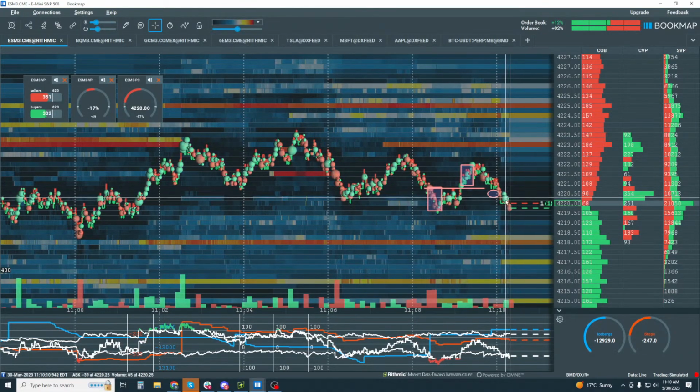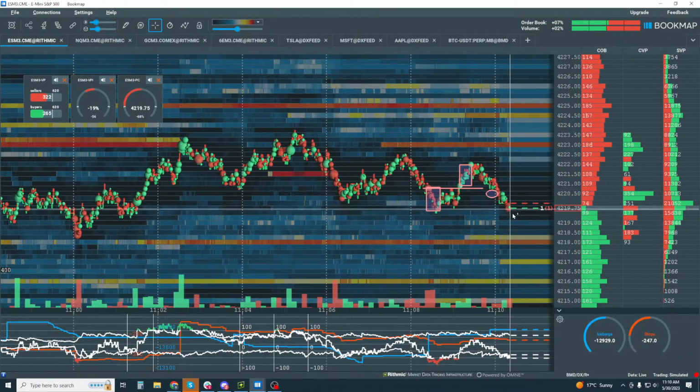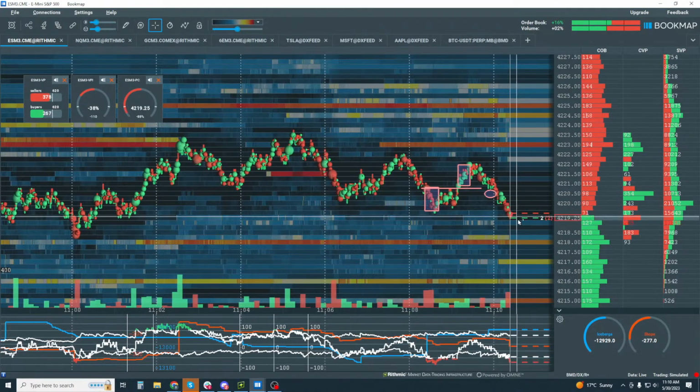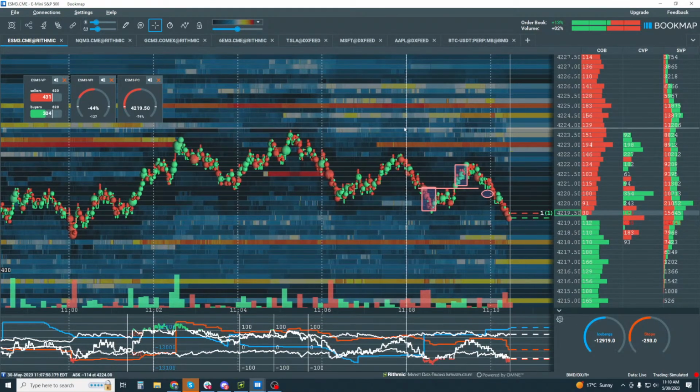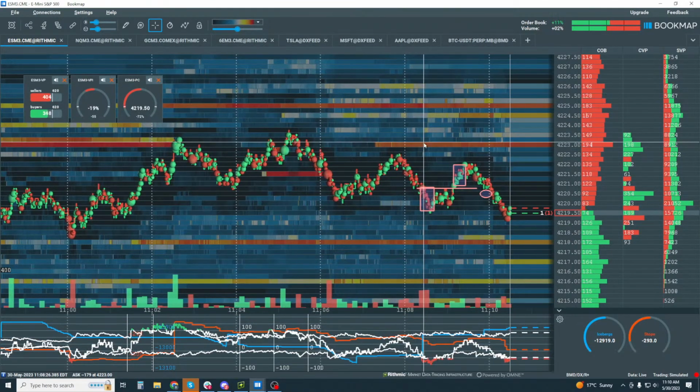Still looking like, see, these guys are getting squeezed in here. So, and we're hearing it. So we're looking for it. Still looking for the move lower.